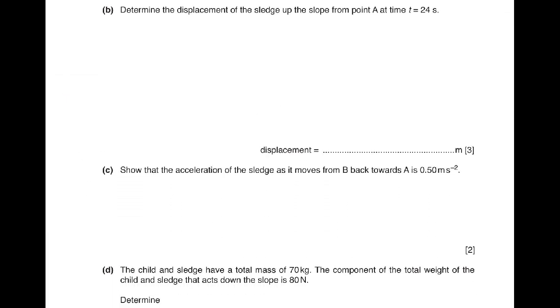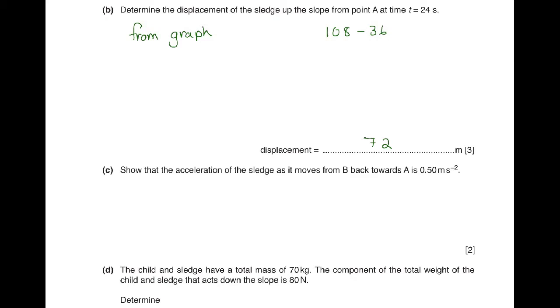So I'm going to put here "from graph" so that we don't have to do all of this working again. She slid 108 meters up and 36 back. The difference there is 72 meters. So that's how far she is from A now.